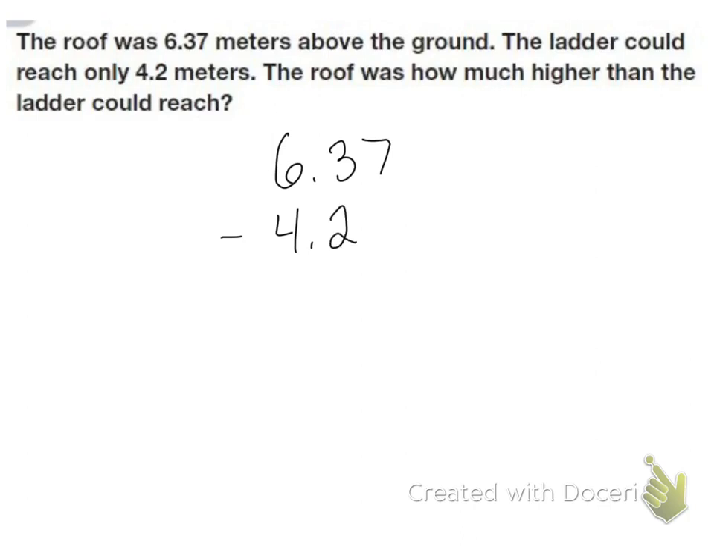Now, just to make sure all my numbers line up, I can go ahead and add a 0 to the end of my number. Remember, adding a 0 at the end of a decimal doesn't change my answer or my number. All right, so we have 7 minus 0 is 7. 3 minus 2 is 1. Decimal point down. 6 minus 4 is 2. So there are 2.17 meters between the ladder and the roof.